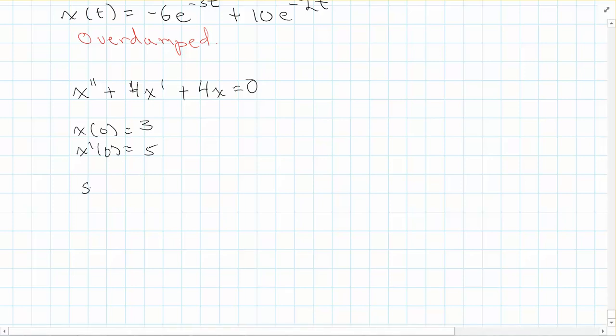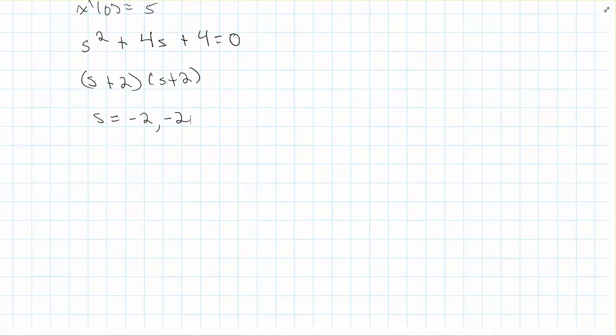Well, my characteristic equation is s squared plus 4s plus 4 equals 0. Now if we factor this, this would be factored as s plus 2 times s plus 2. So we'd get s is equal to negative 2 comma negative 2, which clearly you don't have to write down twice, but the reason I'm doing this is we have one repeated root.